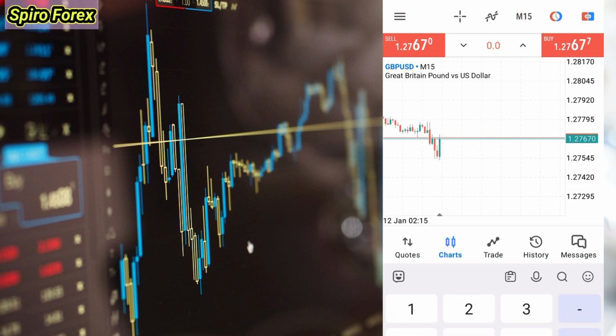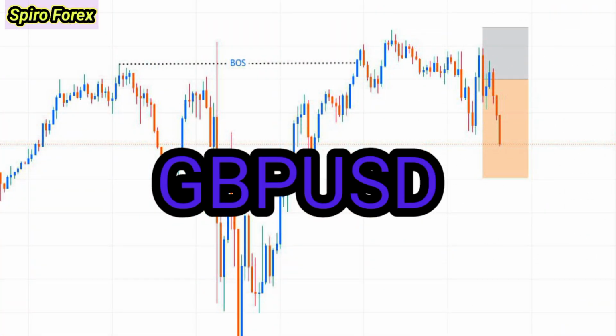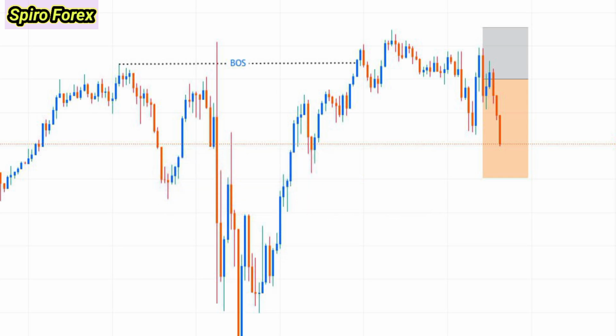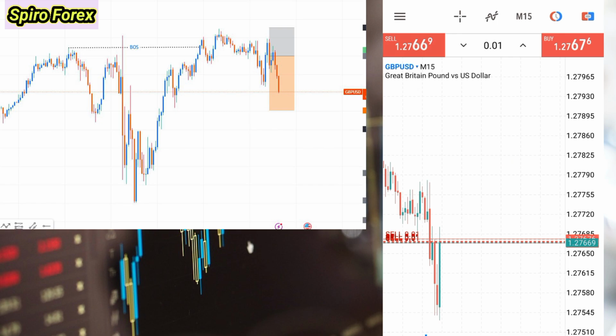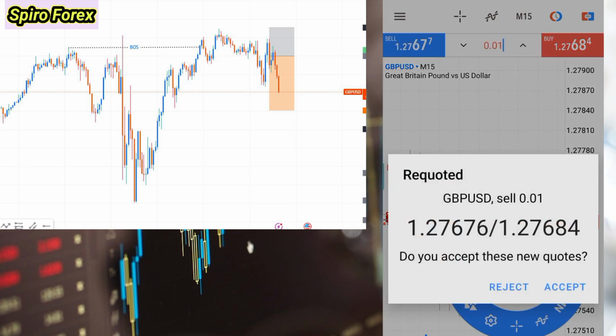So guys, let's see. I took this trade on GBP USD. I had a break of structure. There was a break of structure to the upside. The trade was just a quick sell to buy. So that was the retracement I was trying to capture downwards, then I'll buy upward. So I took the sells.